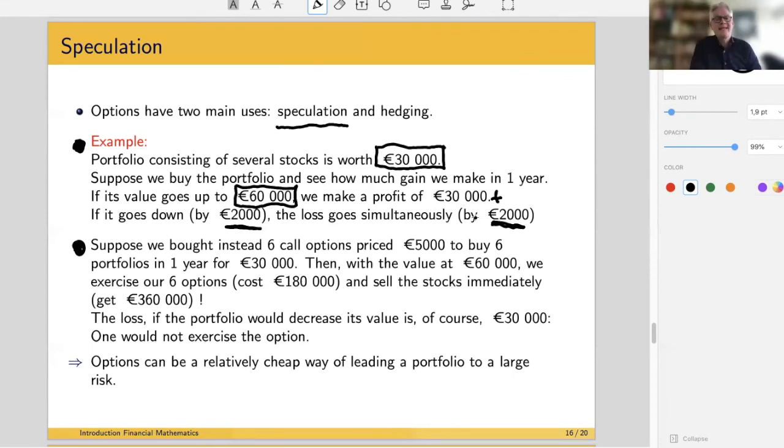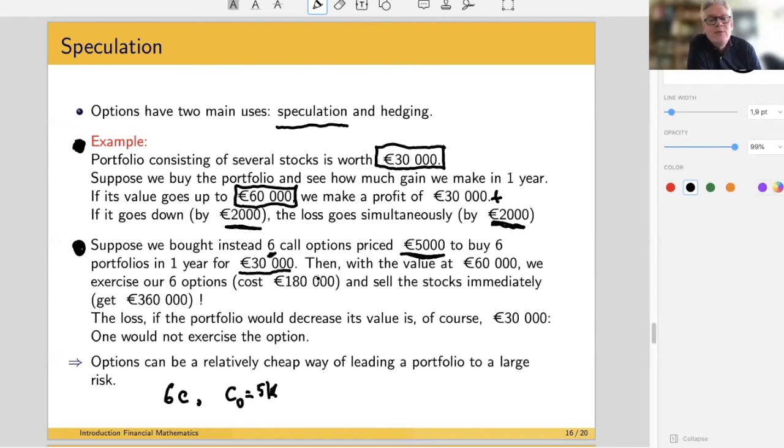Now, suppose that instead of directly going into the stocks, we move into call options. And suppose that we have 30,000 euros to spend. Suppose we can buy 6 call options and they are worth 5,000 euros each. And for that, we can buy 6 portfolios in 1 year for 30,000. So what do we see here? We see 6 call options, 6 times call, and we already see that they are worth 5,000 at time 0. So C0 is 5K.